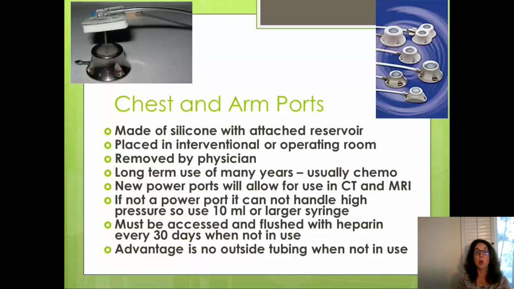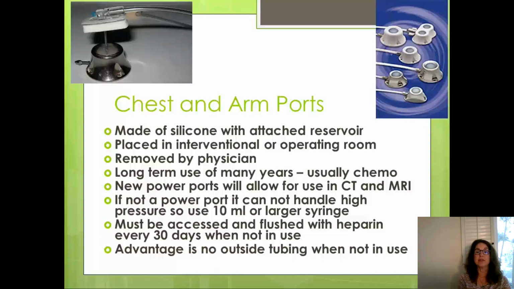It's not a power port. It cannot handle high pressure, so you use a 10 milliliter syringe or larger. Power ports, I don't know if you realize this, but in places where they're doing angiography, you push the dye at high pressure, rapidly, for the pictures. Not all ports can handle that. So that would be a power port if it could handle it, which is the purple port I talked about earlier. Newer power ports will allow use for CT and MRI if you're doing those kinds of pictures, but you'd have to know that you have that type in.